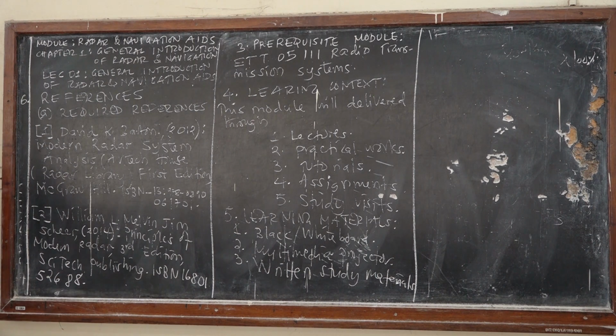So stop writing. Let us reinforce our understanding. Say required reference number 2: William L. Melvin, Jimmy C. Scheer, 2014, Principles of Modern Radar. Say the edition. Tech Publishing. ISBN 1-891121-526-88.